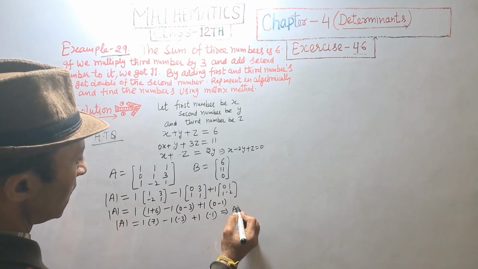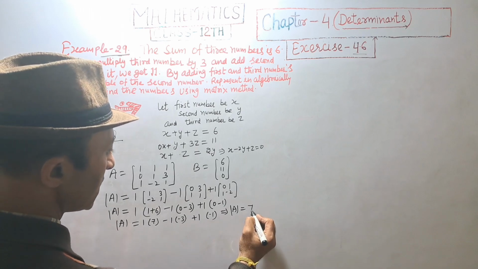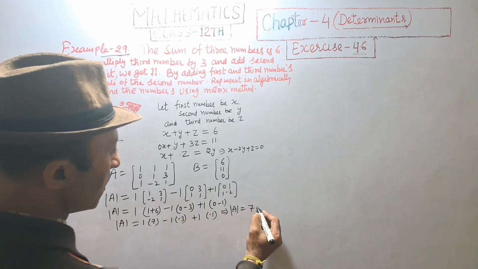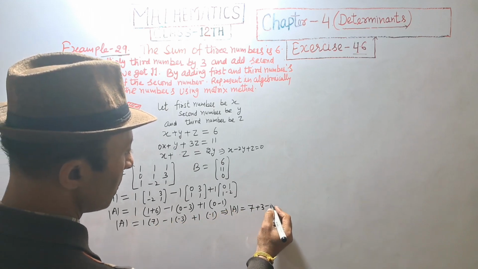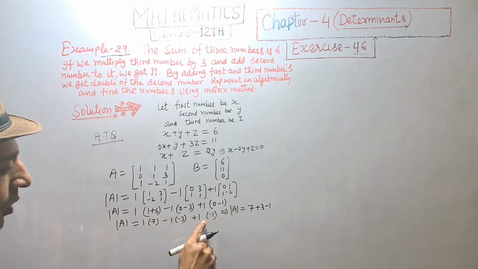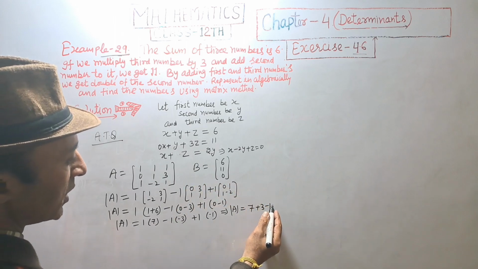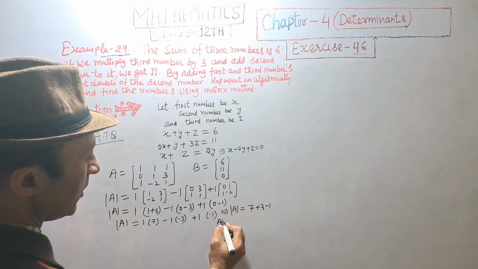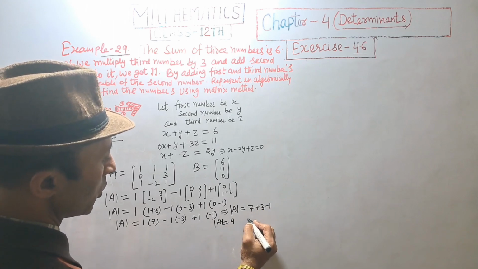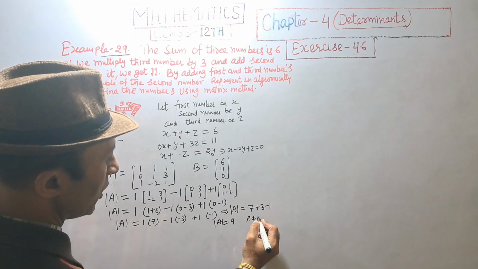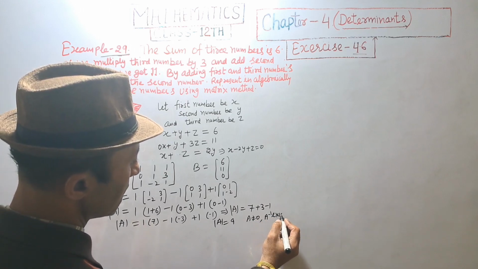This implies determinant of A is equal to 7 plus 3 minus 1. Minus 1 multiplied by 1 is minus 1. 7 plus 3 is 10, and determinant of A is equal to 10 minus 1, which is 9. So determinant of A is not equal to 0, and A inverse exists.